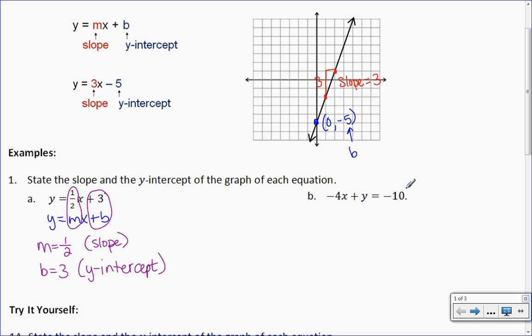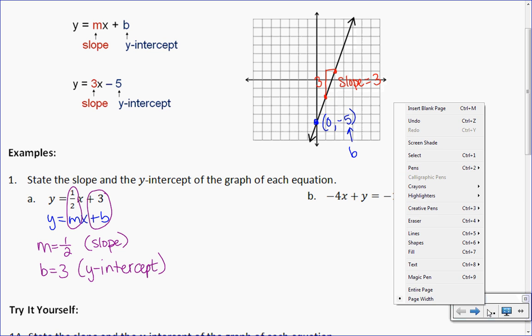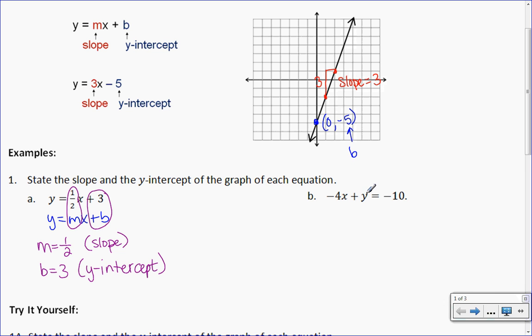For part B, we have the equation negative 4x plus y equals negative 10. Now be really careful here, because notice that this is not in the form y equals mx plus b. So we need to first change this to that form. So in order for it to look like y equals mx plus b, we need to have y equals something. And here we have negative 4x plus y equals something. So we want to get the y by itself, so we'll add 4x to both sides.